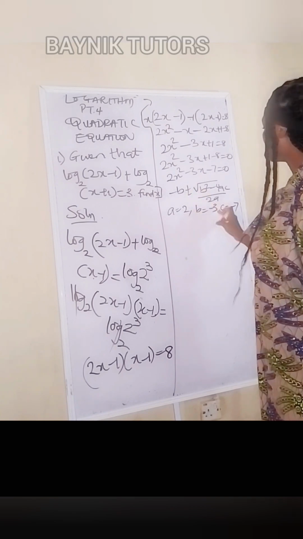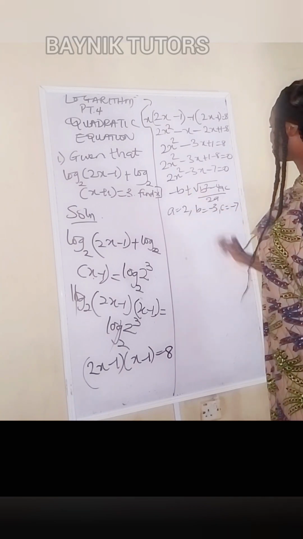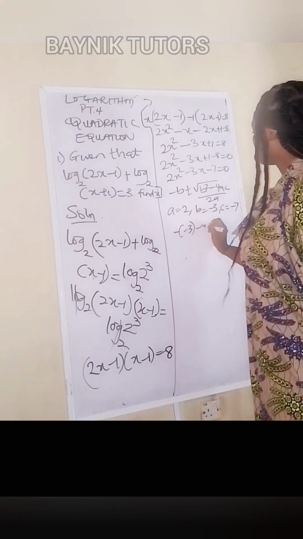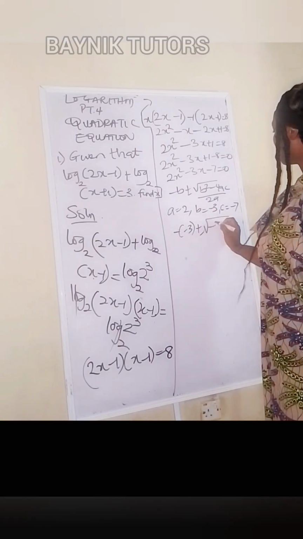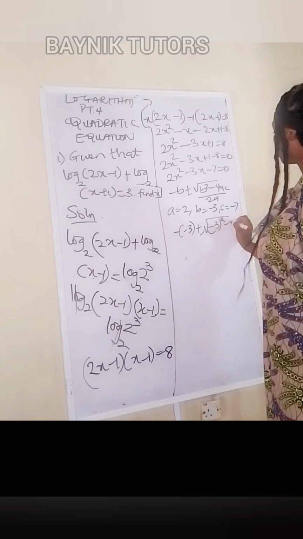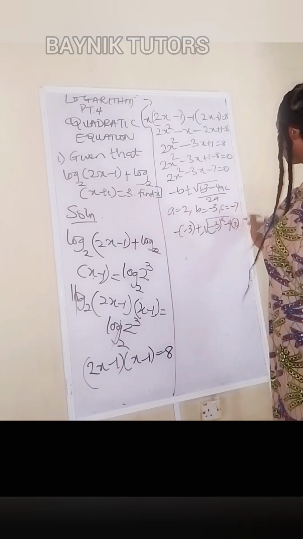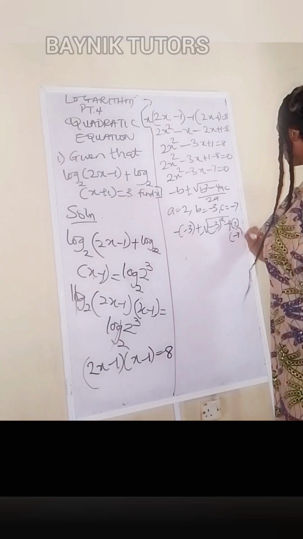Wherever you see b, you put minus 3. Wherever you see c, you put minus 7. So what is our b? Minus 3. Minus 3 plus or minus 3 raised to the power 2 minus 4. A is what? 2. C is what? Minus 7. Have you seen that now?